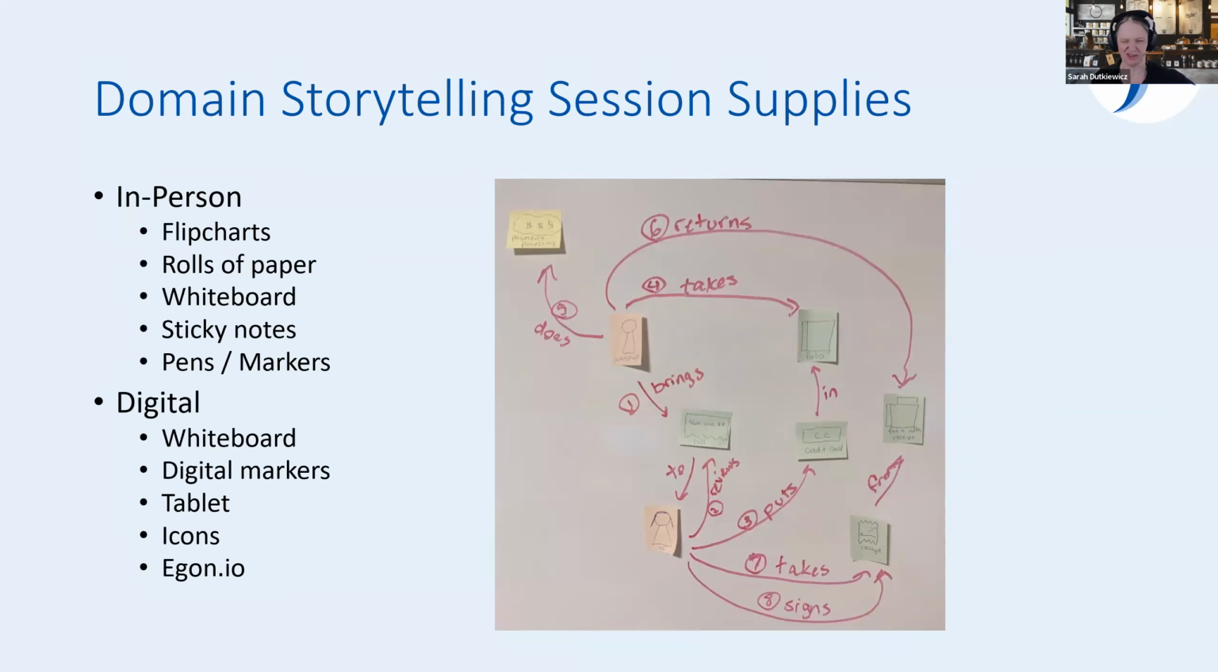You could do Microsoft Whiteboard. There are other things I recommend later on. But you need icons. And egon.io you don't necessarily need, but it's a tool that I recommend, and we will be taking a demo of that because that was built with the domain storytelling. The guys who created domain storytelling, they're the ones who also create the egon.io tool. So we'll talk about that here in a bit.